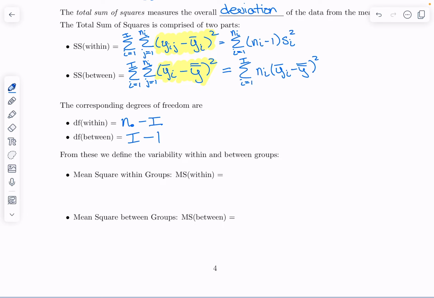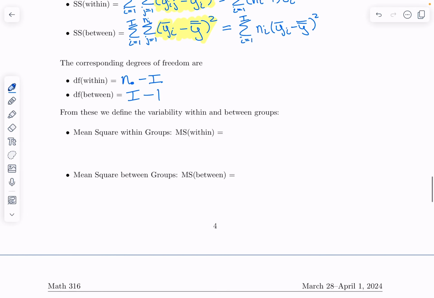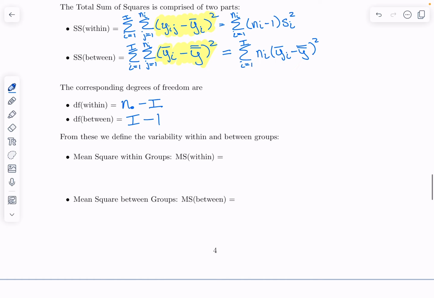Okay, so using that information, we're going to define the mean square within and between groups. The mean square within is going to be the sum of squares within divided by the degrees of freedom within. And then the mean square between groups is going to be the sum of squares between divided by the degrees of freedom between. Let me say what each of those are going to be.